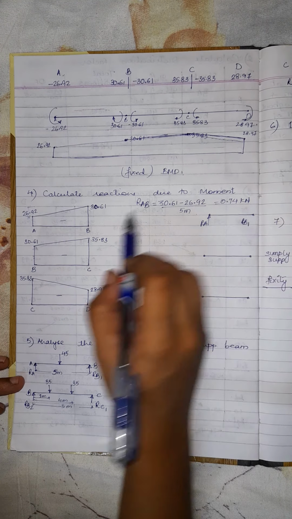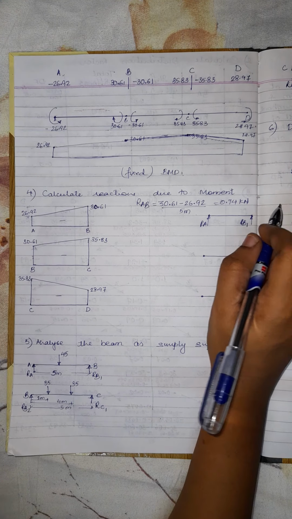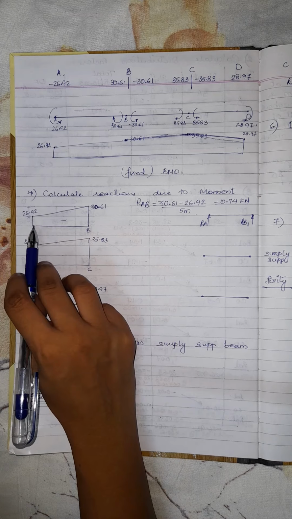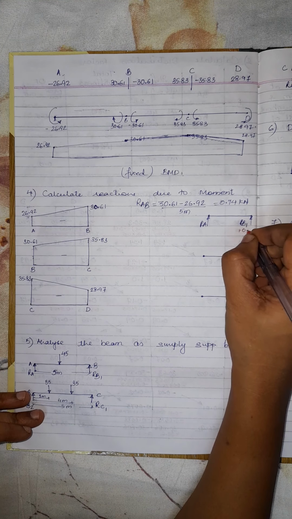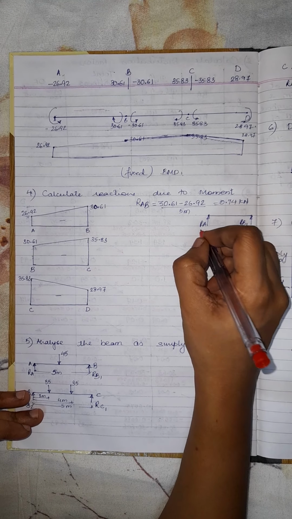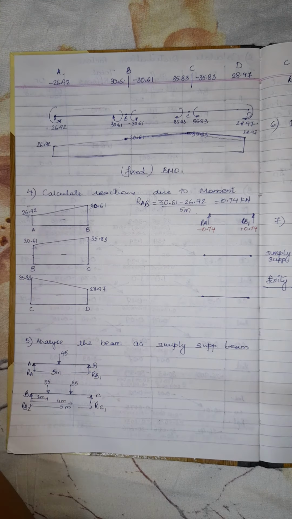Okay, now since the moment at B is more than the moment at A, we are going to add this 0.74 here, and here we are going to deduct the same value. So this is our first part.